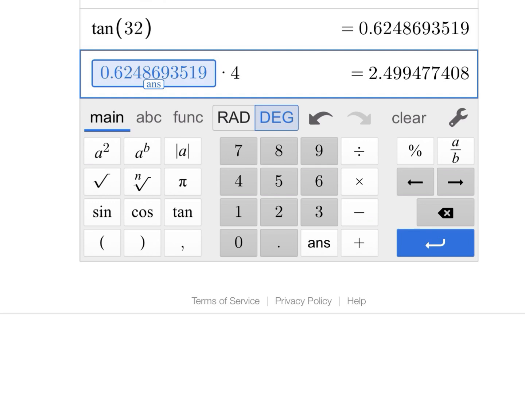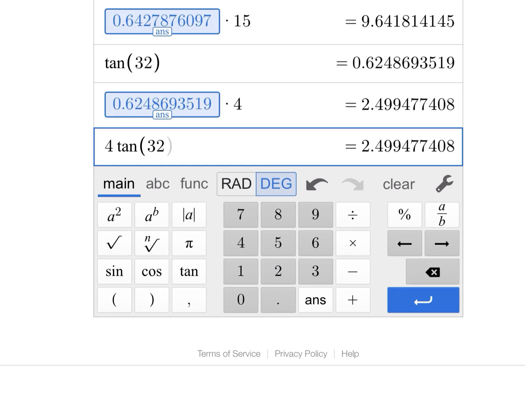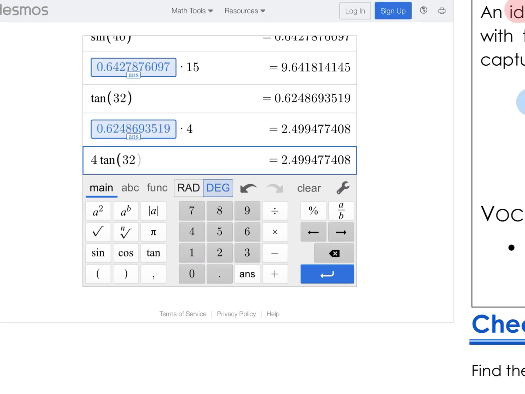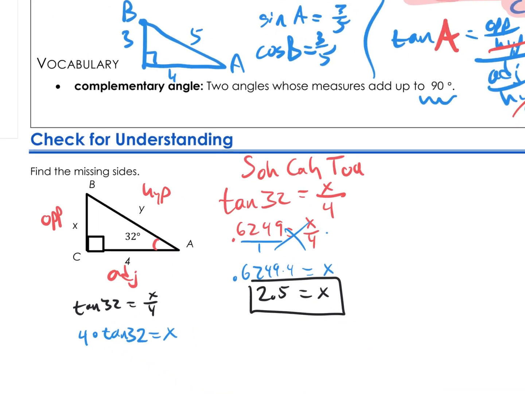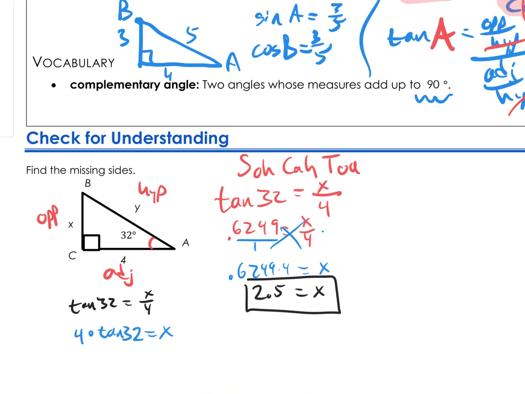So what we did is we did this in 2 steps, but if we say 4 tan 32, notice it's the same thing, because this decimal number is the tangent of 32 times 4. So we don't necessarily need that number there. Once we're comfortable with that fact, we can leave it as tan 32, multiply it up, and we'll get our answer of 2.5. Same thing.